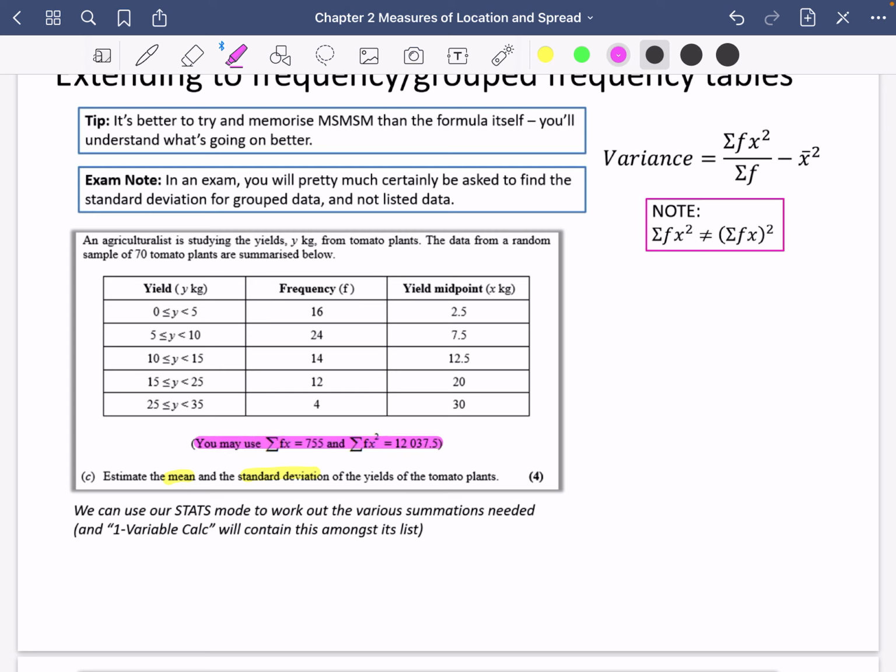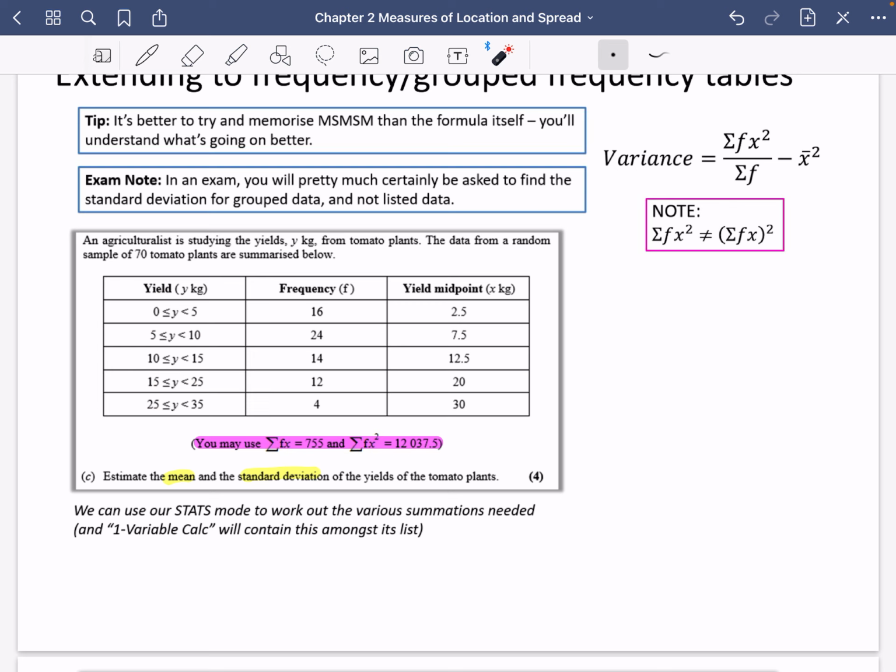I'm going to try and do it with the calculator to see if that's going to work better. So for my calculator, I'm going to put in the midpoints for these yields that I've got down here. So I'm very quickly going to put in 2.5, 7.5, 12.5, 50, 17.5, and 25. Oh, careful, I think I've made a couple of mistakes there. Number 4, the midpoint is going to be 20, and the last one is going to be 30.